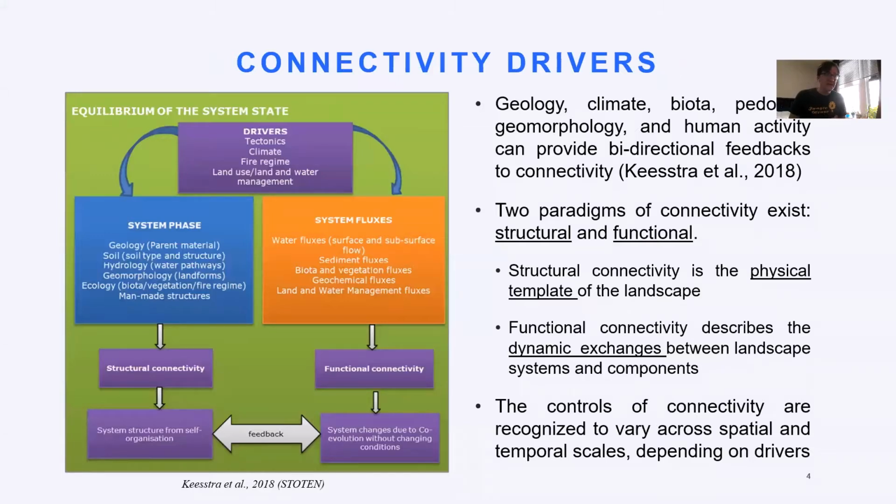What are the drivers of connectivity? Well, geology, climate, geomorphology, and human activity can provide bidirectional impacts on connectivity. There are two paradigms of connectivity that emerge: structural, which is defined as the physical template of the landscape, and functional connectivity, which describes the dynamic exchanges between the systems and the components. And the controls of both of these are recognized to vary across spatial scales. Today, we'll be focusing mostly on structural connectivity.